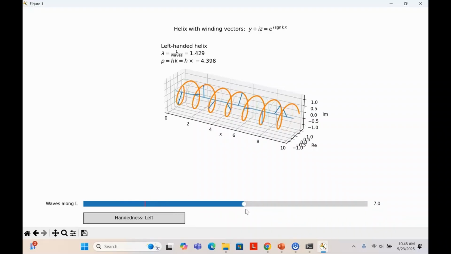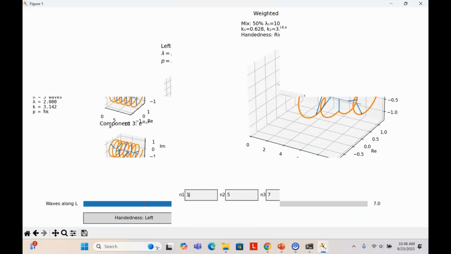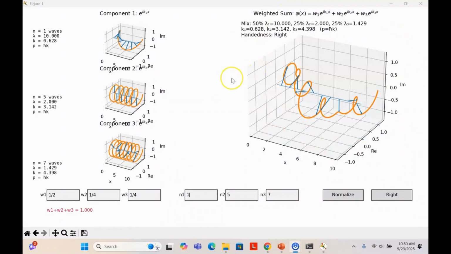A wave function isn't confined to a single wavelength, just as it isn't confined to a single position. Instead, it can be formed from a mix of many wavelengths, like combining different musical notes to create a chord. Take the example of this wave shown on the right. This wave function is made from combining 3 pieces: a wave with lambda equal to 10 multiplied by 1/2, plus a wave with lambda equal to 2 multiplied by 1/4, plus a wave with lambda equal to 1.5, also multiplied by 1/4. Well, this would be the wave function representing that particle.